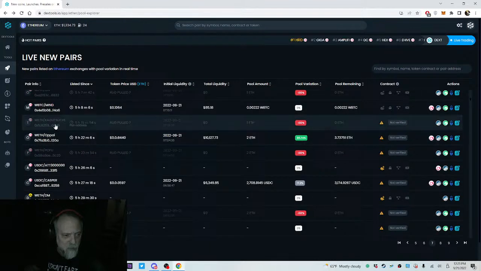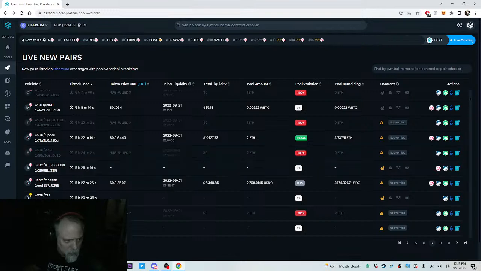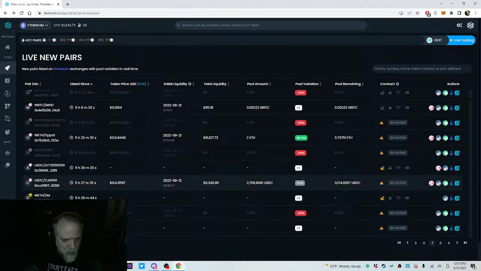Here it is again, another Asian name, rug pull. I don't know what in the hell Pofu is, rug pull. Here we've got 3 that posted 5.5 hours ago. 2 of them didn't even put in liquidity. 1 did put in liquidity, and they're up a modest 17.2, so that's not too bad.